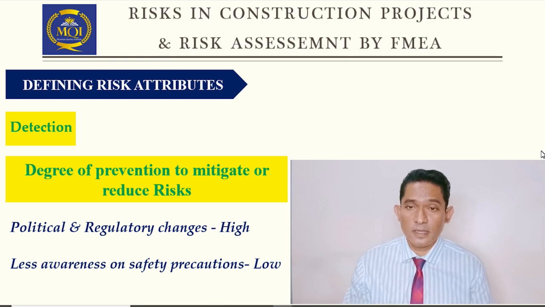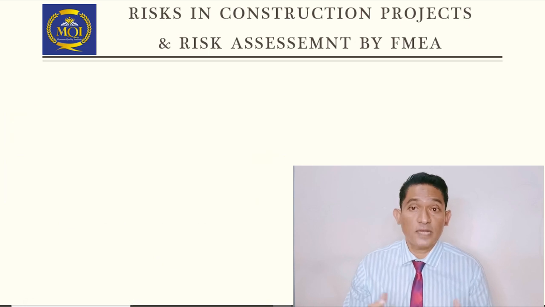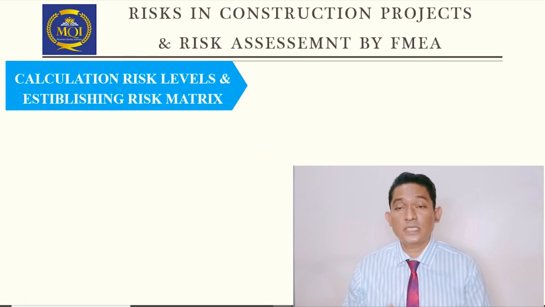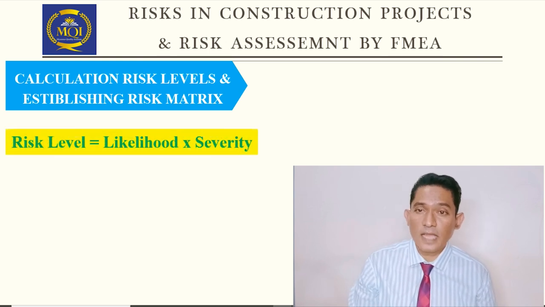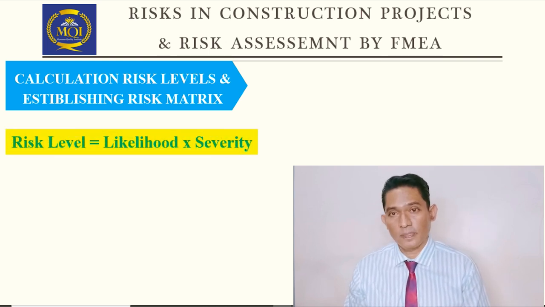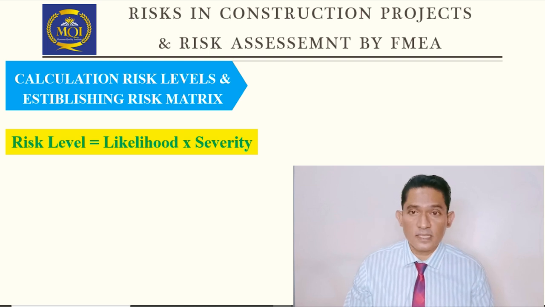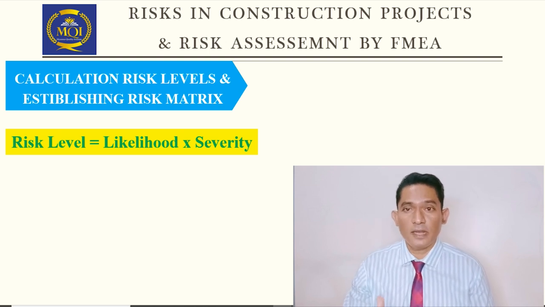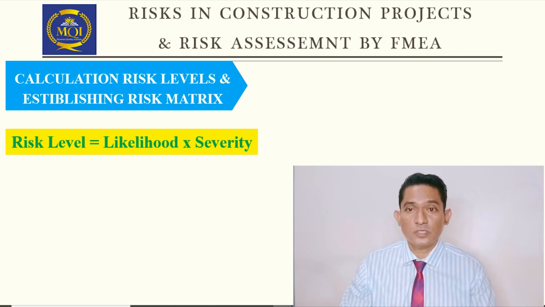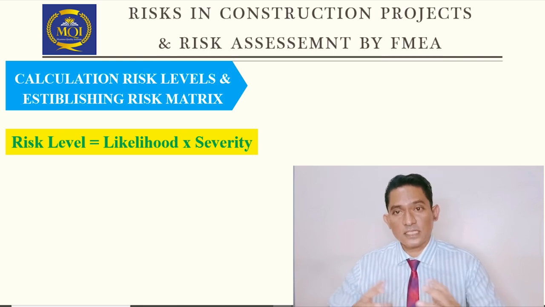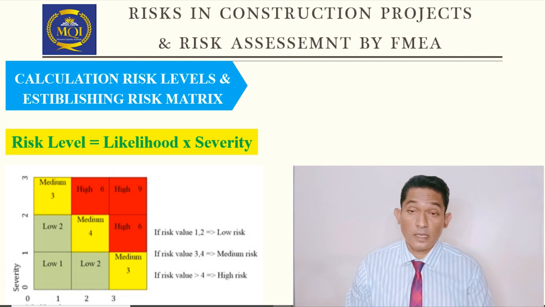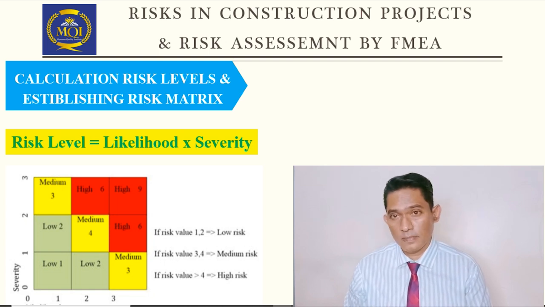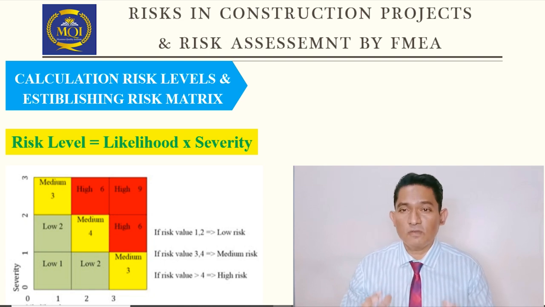In step 3, based on the values of the risk attributes, we can calculate the risk level by multiplying the value of likelihood and the severity. In this way, we can classify the risk as high risk, medium risk, and low risk. Based on the risk categories, we can establish a 3x3 risk matrix model. If we use a 5-point Likert scale, we can establish a 5x5 risk matrix model.